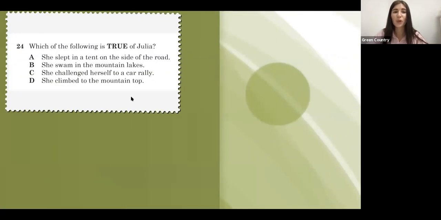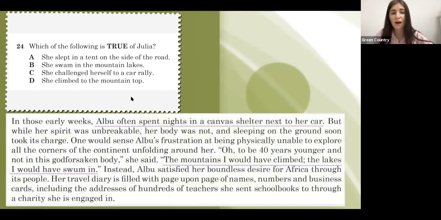Question 24, which of the following is true of Julia? So what is true about her? Option A, slept in a tent by the side of the road. Swam in mountain lakes, challenged in a car rally, challenged herself, and the last one, climbed a mountain top. Let's read. She often spent nights in a canvas shelter next to the car. And next, the mountains I would have climbed, the lakes I would have swum in. Let's focus on the first phrase: she often spent nights in a canvas shelter next to her car. It's kind of a synonym of option A, she slept in a tent on the side of the road. Okay, let's keep it in mind.